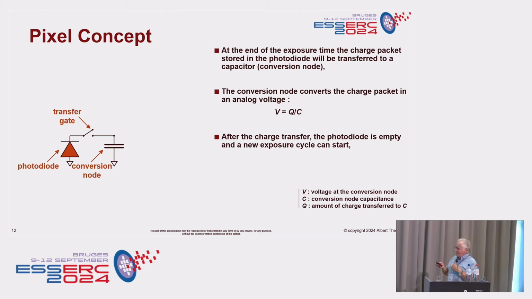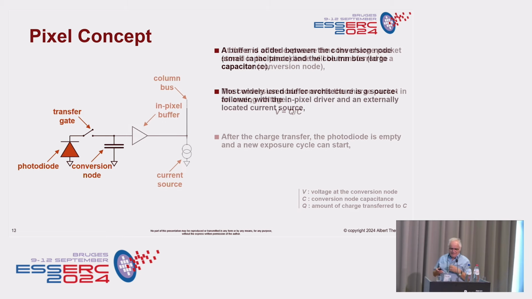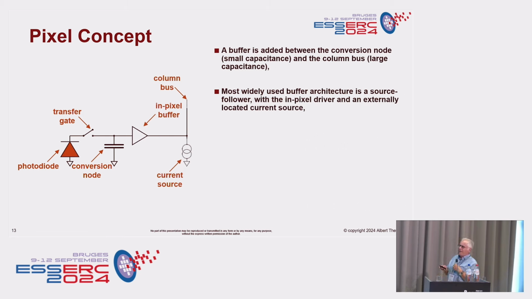So you see that basically what you do is you bring your charge packet, the Q, onto this capacitor, and you convert that charge packet into a voltage. That voltage is then going to be measured and sent out of the imaging array. The measurement of that voltage is done by an analog buffer, which brings the signal onto the column bus for further readout. That is the basic concept of our device.